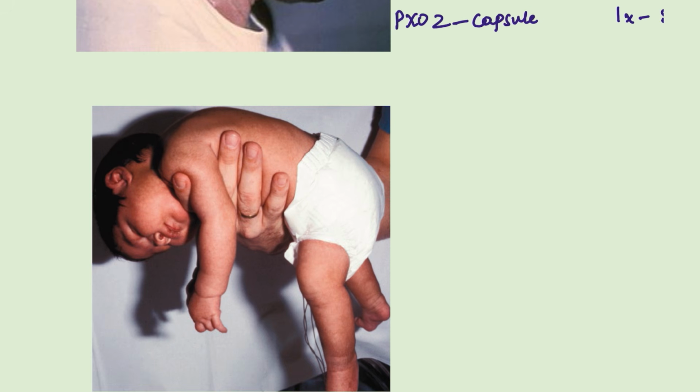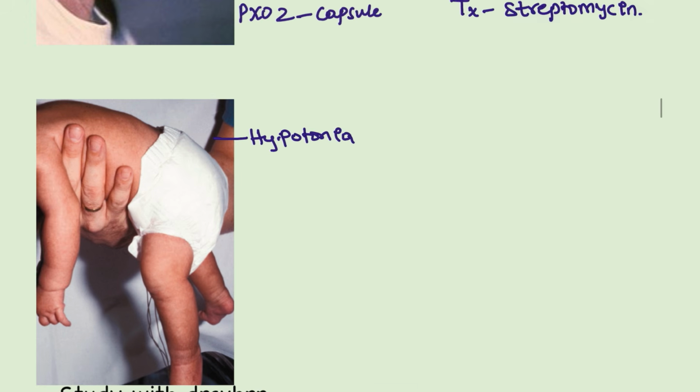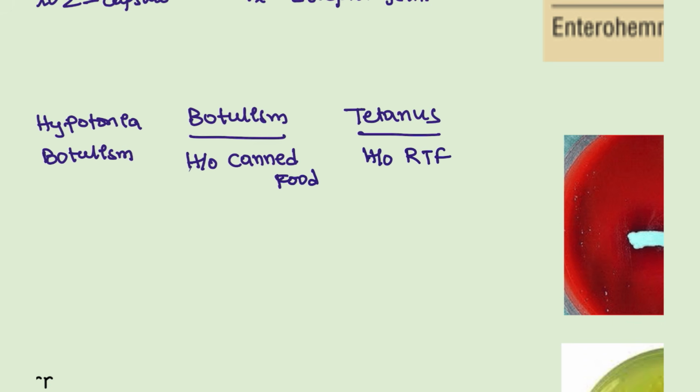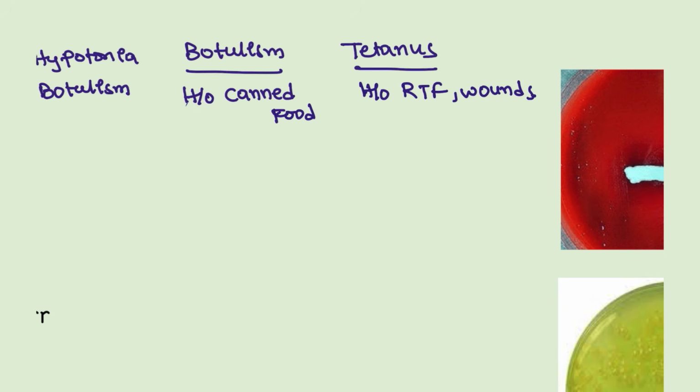Next, coming to this picture, this is hypotonia, and this is caused by botulism. So the difference between botulism and tetanus. In botulism the history will mostly be that the patient ingested canned food, and in tetanus the history will be that the patient had a road traffic accident and wounds, right? The botulinum toxin inhibits acetylcholine release. Acetylcholine is excitatory, so the complete tone will be disturbed. So patients will present with flaccid paralysis.